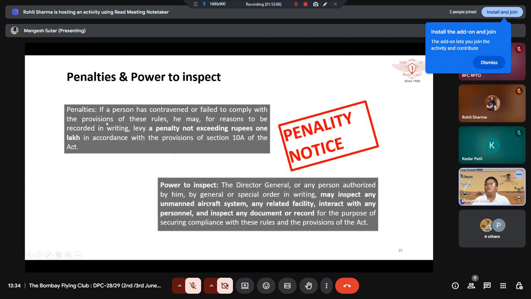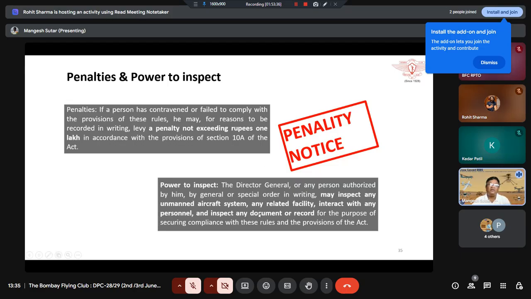So, penalties. Earlier the penalty was ranging up to 25 lakh rupees. Now it has been limited only up to 1 lakh rupees. So under the Drone Rules 2021, the government can only give you a penalty up to 1 lakh rupees, not more than that. But you will have to give a valid reason. If you are not guilty, then only it can be waived off, or else you have to pay the penalty, and only then will you be revoked of the penalty notice.